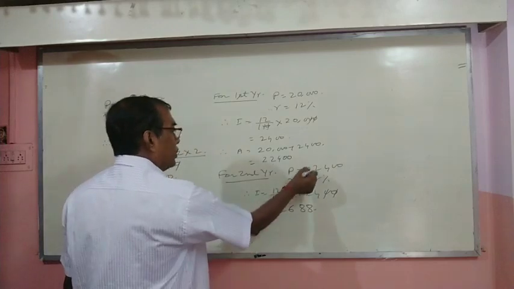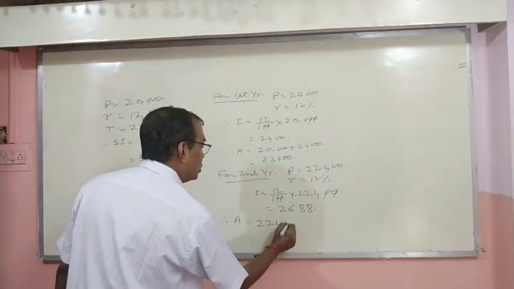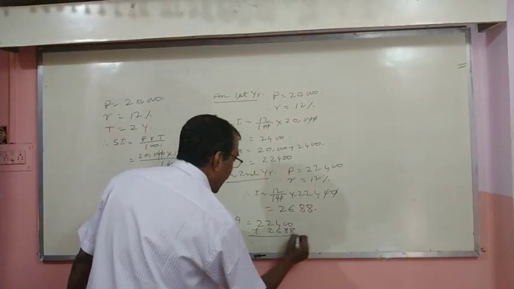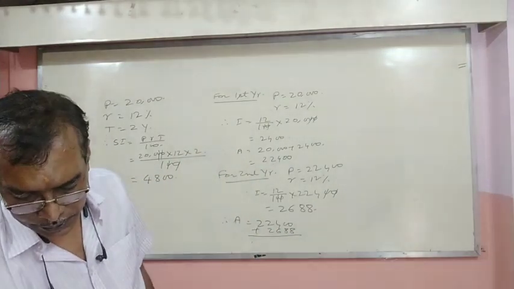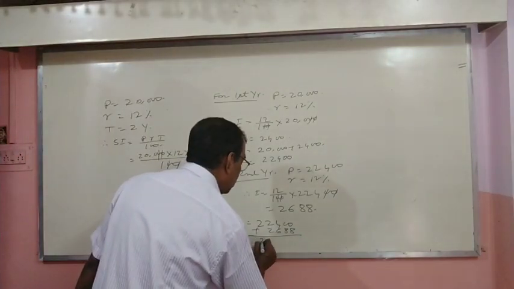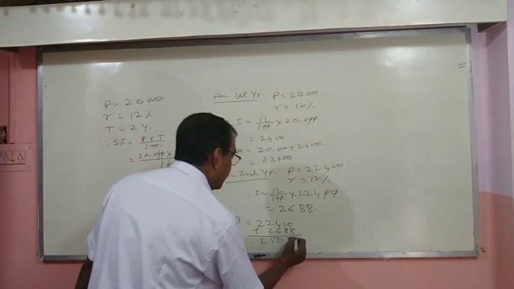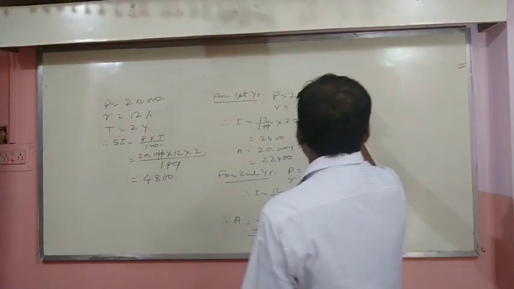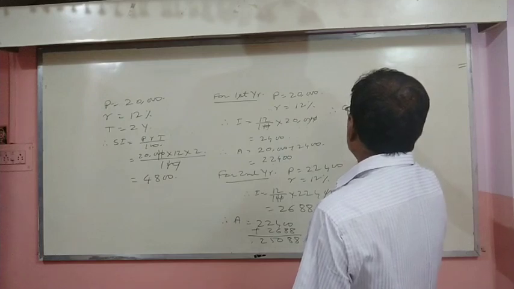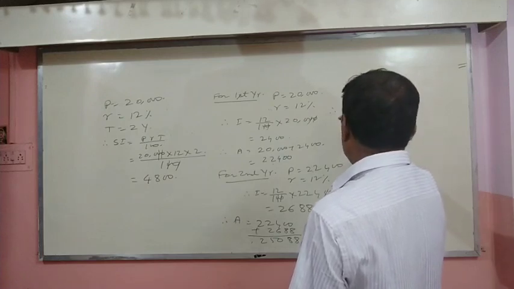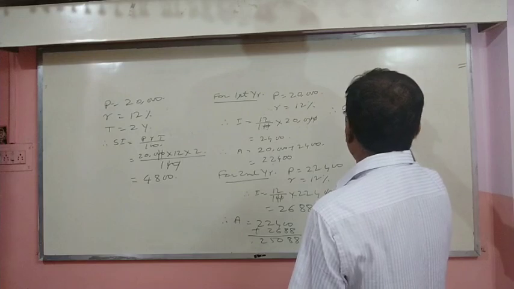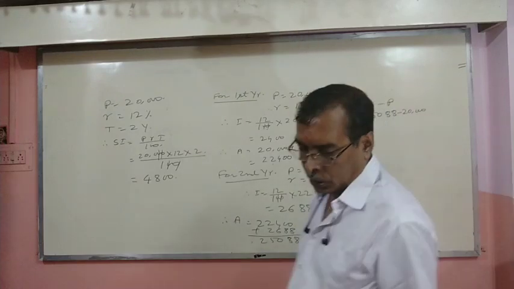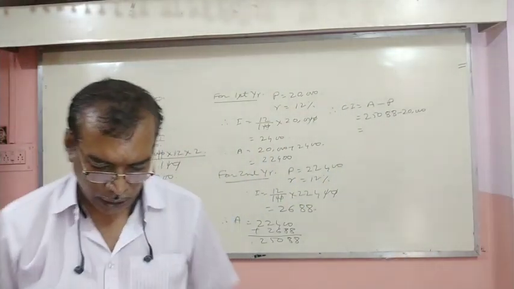So what will be the final amount? Final amount is equal to this year's principal 22,400 plus 2,688, which comes to 25,088. This is the final amount. Therefore, CI is equal to amount minus the principal, 25,088 minus 20,000, which is equal to 5,088.